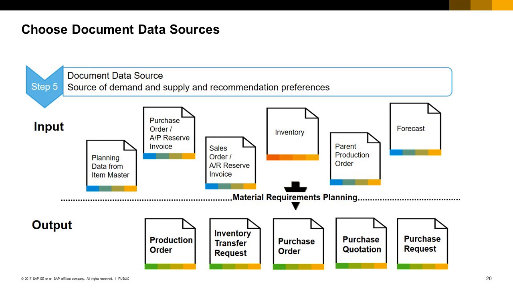The data that you get as output from the material requirements planning in SAP Business One are recommendations for production orders and purchase orders, depending on the procurement method maintained in the item master record. You can also define whether you wish to have MRP recommend inventory transfer requests when running MRP by warehouse.